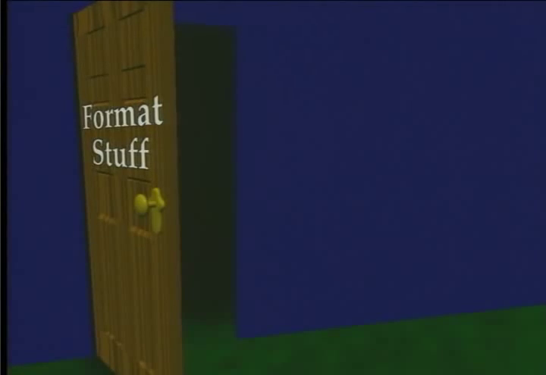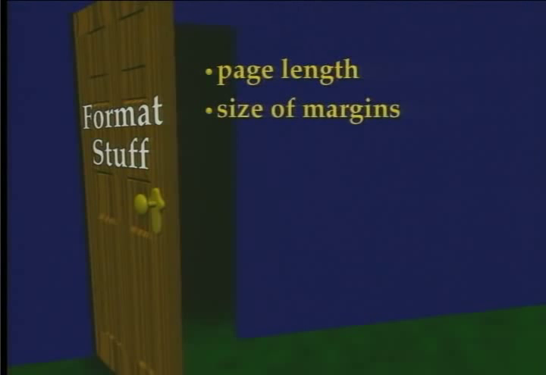Format includes stuff like the page length, the size of the margins, or the font size your paper should use. I once wrote a paper for a different class in 38-point New Courier font. The paper was 5 pages long, but it only had 8 words.